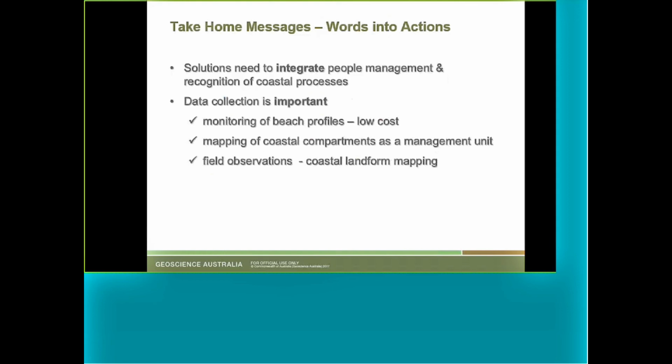eroding shoreline, and it can be done at relatively low cost in terms of the data collection: monitoring of beach profiles to understand that dynamic change, mapping compartments as management units, and quite simply, accurate field observations to understand the coastal landforms that we're trying to manage. And with that, I would end and pass back to you.